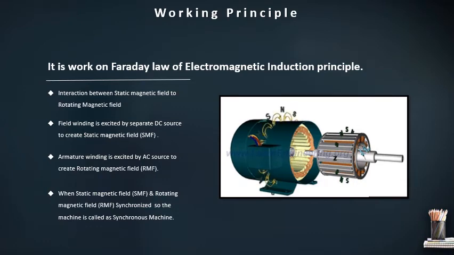If the stator rotating magnetic field is synchronized with the rotor field, the machine is called a synchronous machine. The field winding is excited by a separate DC source to create the static magnetic field, and the armature winding is excited by the AC source to create a rotating magnetic field. When the static magnetic field and rotating magnetic field synchronize, the machine is called a synchronous machine.